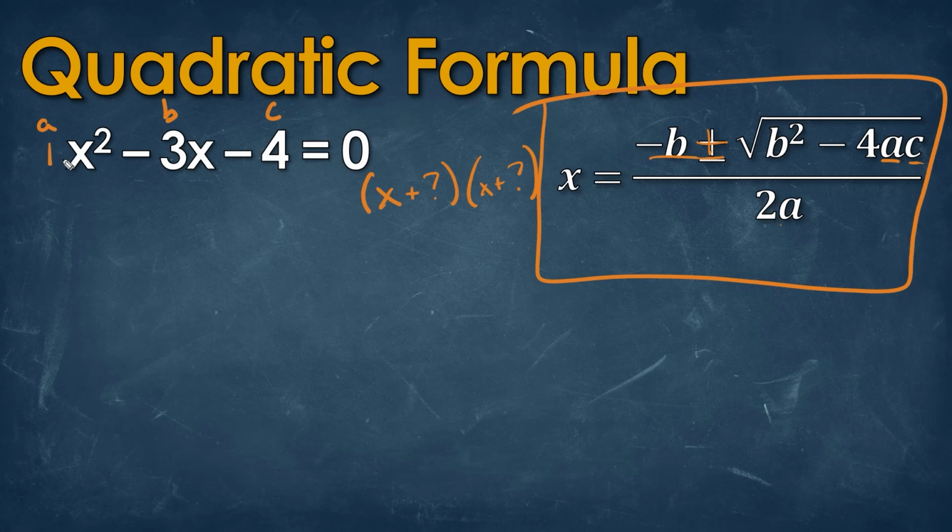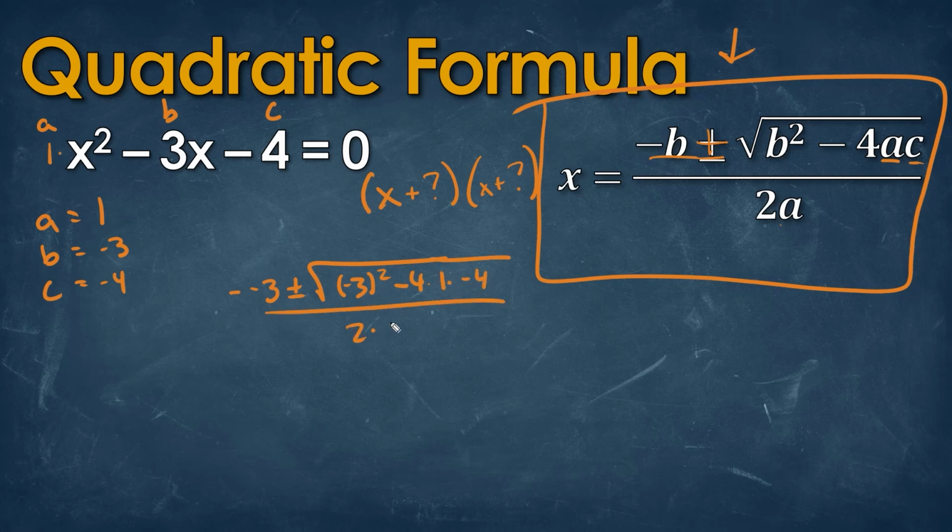A will actually be an imaginary 1 in front. So if we put this, we're going to have 1 for a, negative 3 for b, and negative 4 for c. With that, we can plug it into our equation. So we'd have negative times negative 3 plus or minus the square root of negative 3 squared minus 4 times 1 times negative 4 all over 2 times 1.